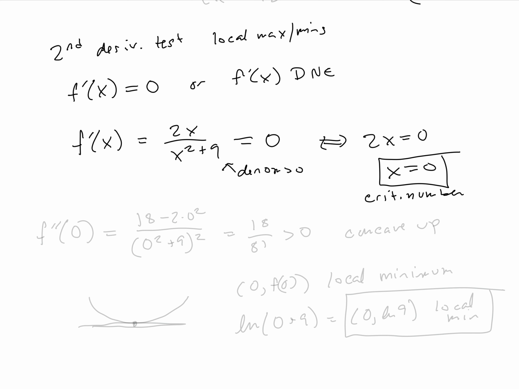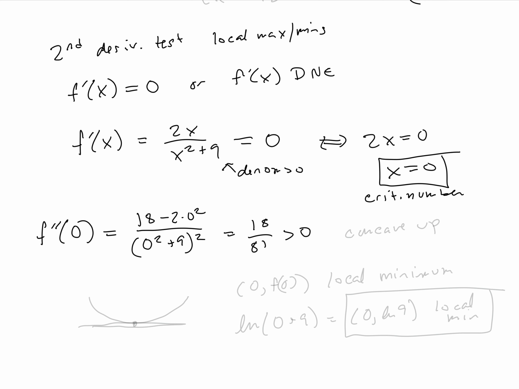Now the second derivative test says that instead of looking at increasing and decreasing, if I already have my second derivative anyway, then I can just plug in f double prime of that critical number and see if it's positive or negative. So f double prime of 0 is 18 minus 2 times 0 squared over 0 squared plus 9 squared. So that's 18 over 9 squared, or 18 over 81, and it's greater than 0.